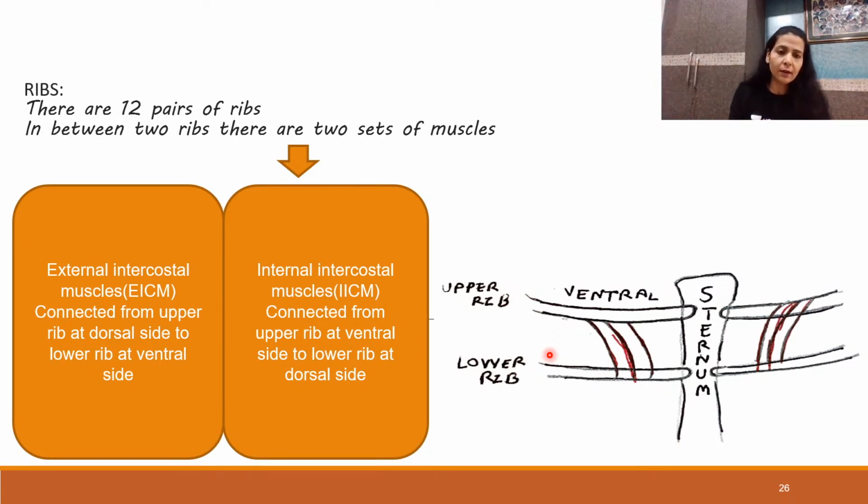On the other hand, internal intercostal muscles come from the ventral side of the upper rib and go to the dorsal side of the lower rib. Henceforth, we will use these abbreviations. Please remember: external intercostal muscles, EICM; internal intercostal muscles, IICM.